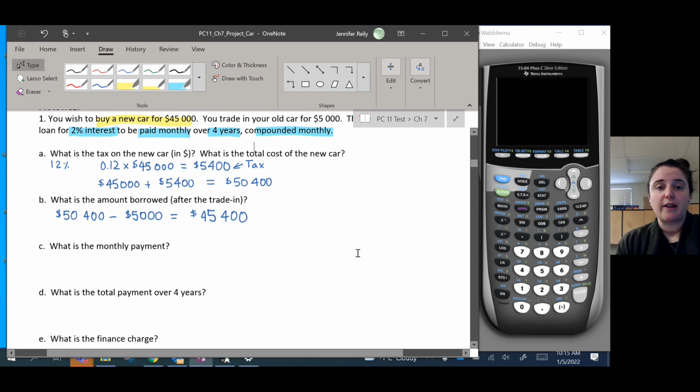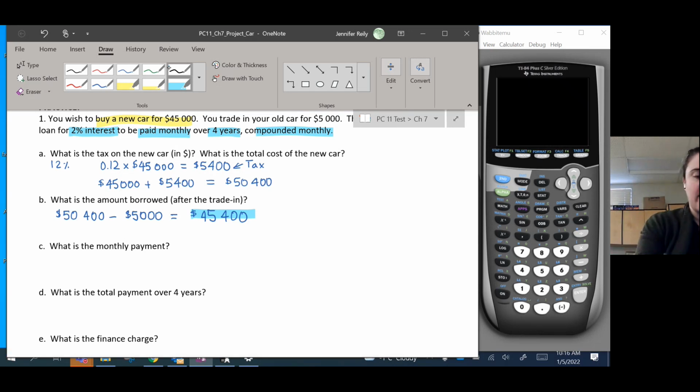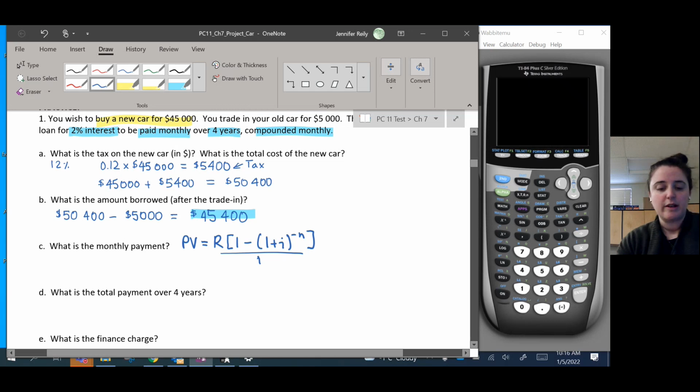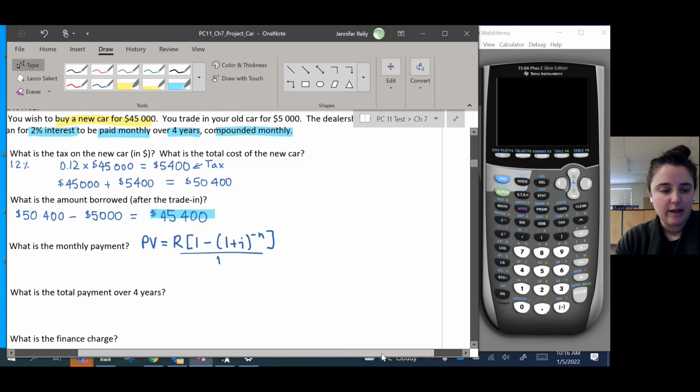Because we know the present value of the car, the present value here is $45,400, we're going to be using the present value equation. So I'll just write that down to remind you of what that is. The present value equation is, and you can look this up in your workbook if you need to, (1 minus (1 plus i) to the power of negative n), divided by i. So here, the i is going to be 2% divided by 12.